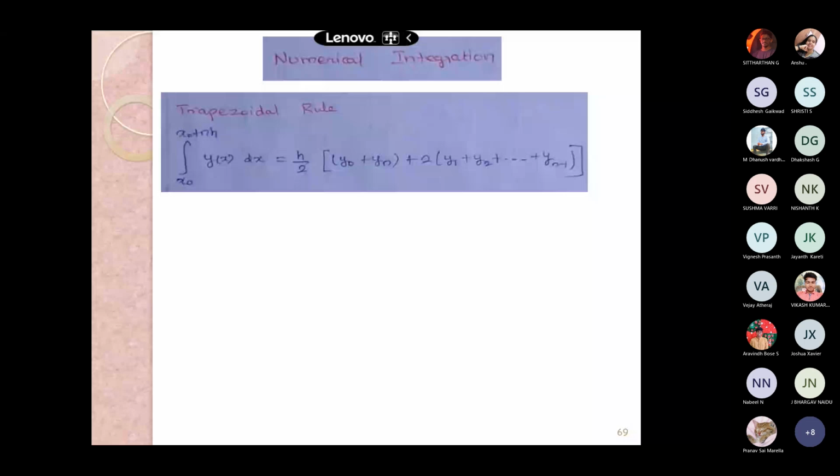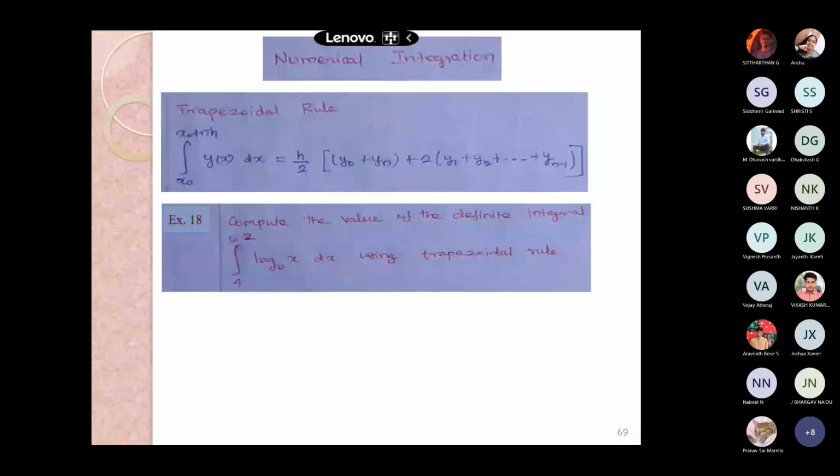We will see the mathematics. Once you are very familiar with this mathematics, then we will talk about the applications. The trapezoidal rule: integral of y dx from x naught to x naught plus nh is equal to h by 2 times, y naught plus yn plus 2 into y1 plus y2 and so on up to yn minus 1. This is the trapezoidal rule, and we'll solve a problem with it.